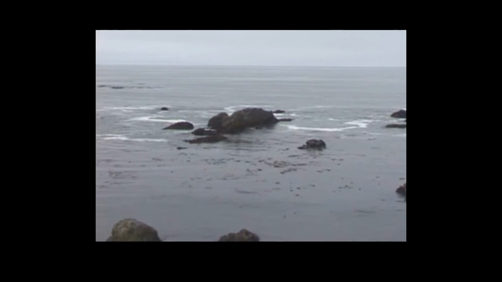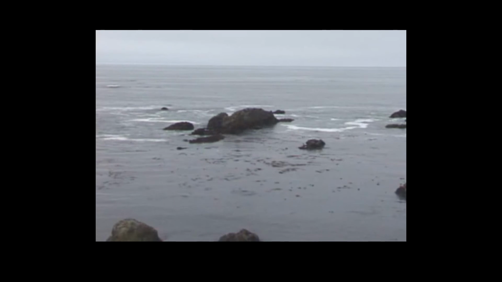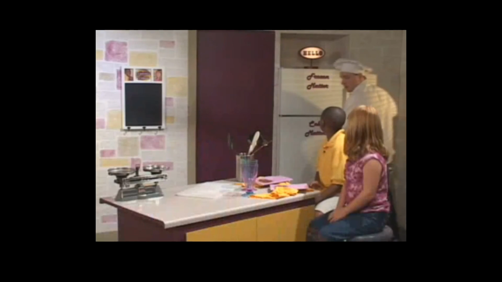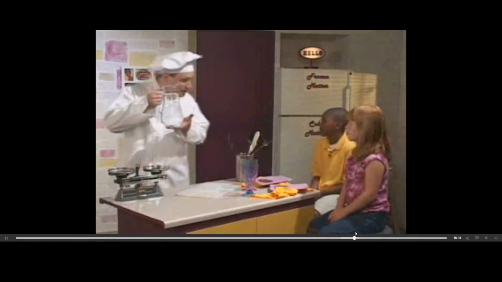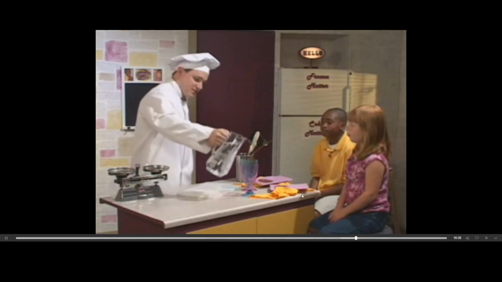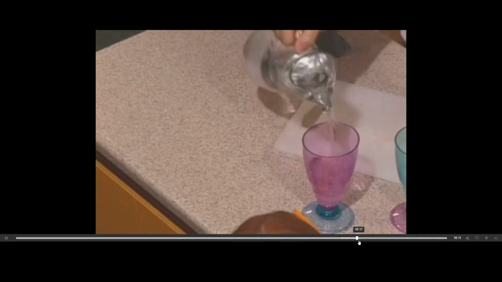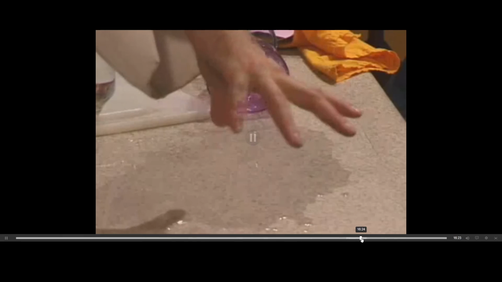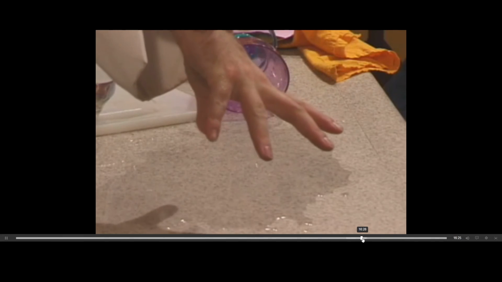The next form of matter, liquid, is also very important. Water is an important liquid that you use every single day. So liquid. Let's see how liquids are different from solids. It shows us that a liquid has no shape of its own.